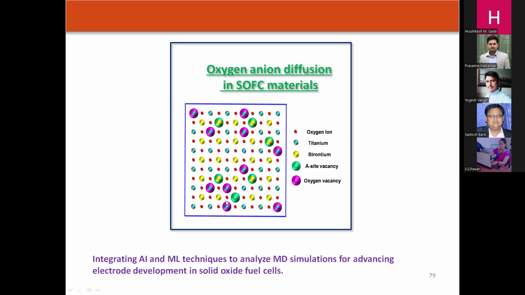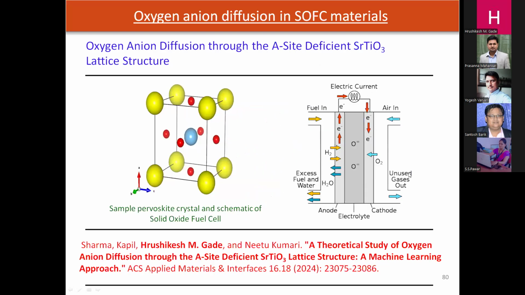So in this particular project, I would be trying to show how recent artificial intelligence and machine learning techniques can be embedded in molecular dynamics simulation for advancing very specific electrode development. It can be applied to many domains. I will show you one of the specific domains which I have worked upon. That's the basic structure of a solid oxide fuel cell and the perovskite material which I have tried to check. Perovskite materials are normally used. These have structures like strontium titanate, strontium being the A-site material and titanium being the B-site material, ABO3 being the general formula, and we artificially create the vacancies at the A site.